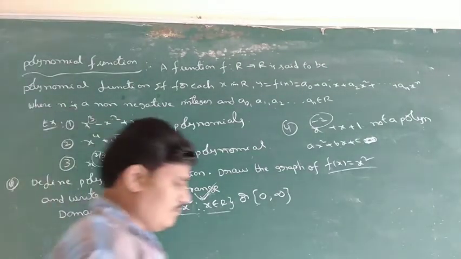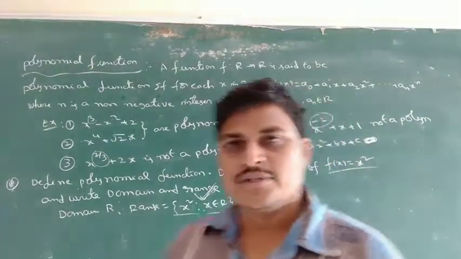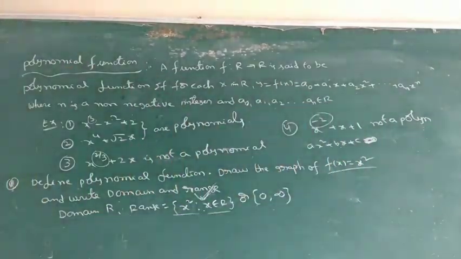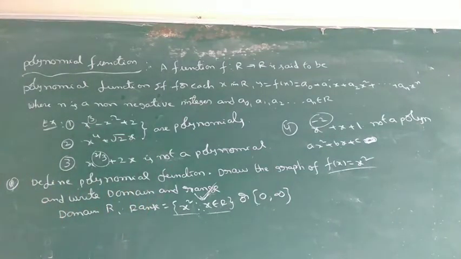Graph f of x cube, x square, x power 4. So any type of graph. Okay, clear?